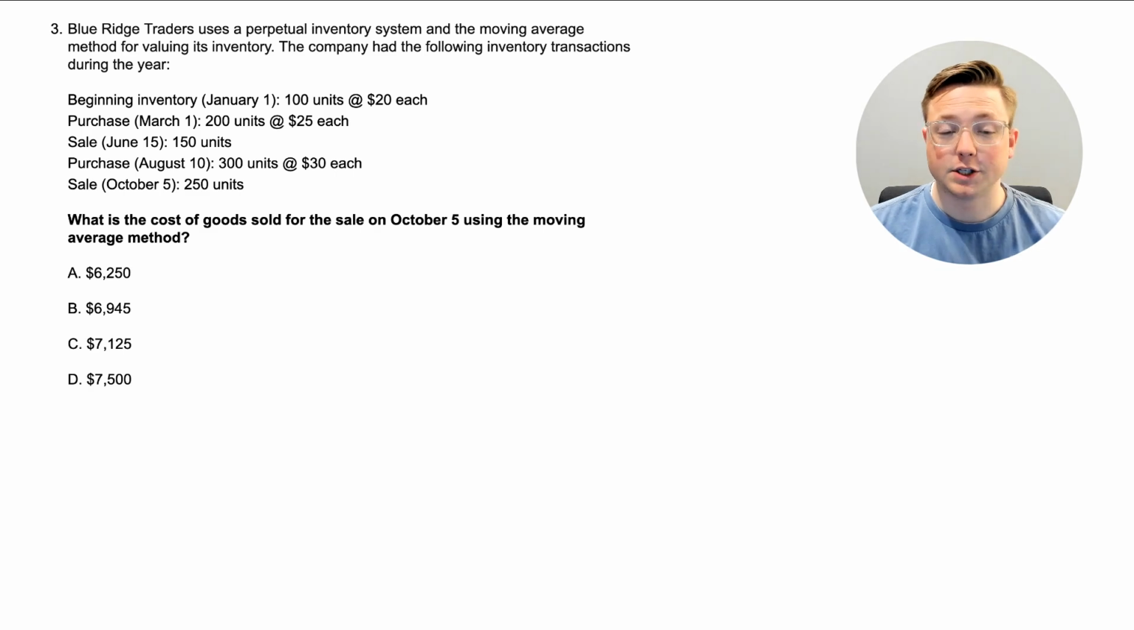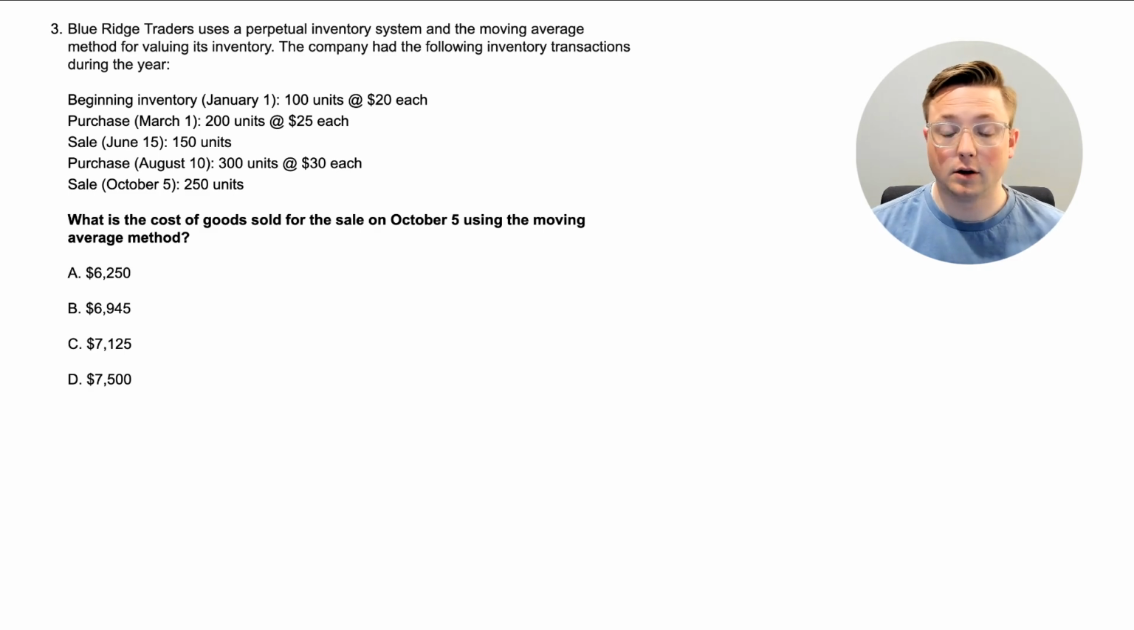All right, here we are at question 3. What is the cost of goods sold for the sale on October 5th using the moving average method? Okay, so this is another method that we haven't talked about in the previous video. Blue Ridge Traders uses a perpetual inventory system and the moving average method for valuing its inventory. The company had the following inventory transactions during the year.